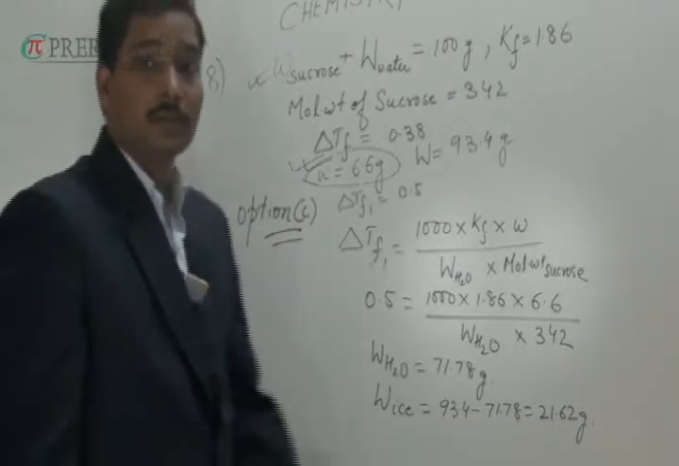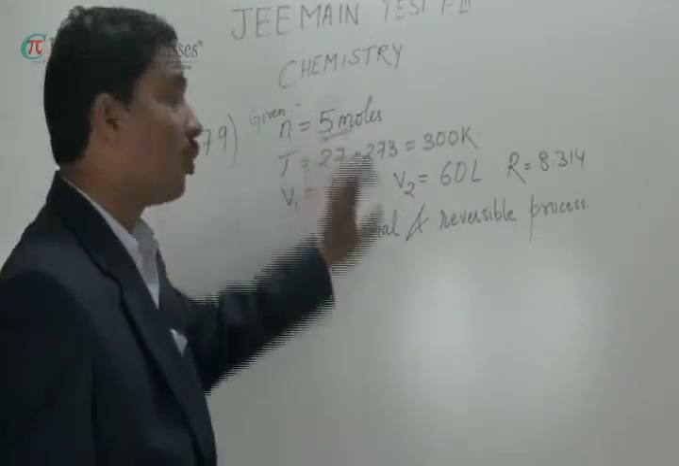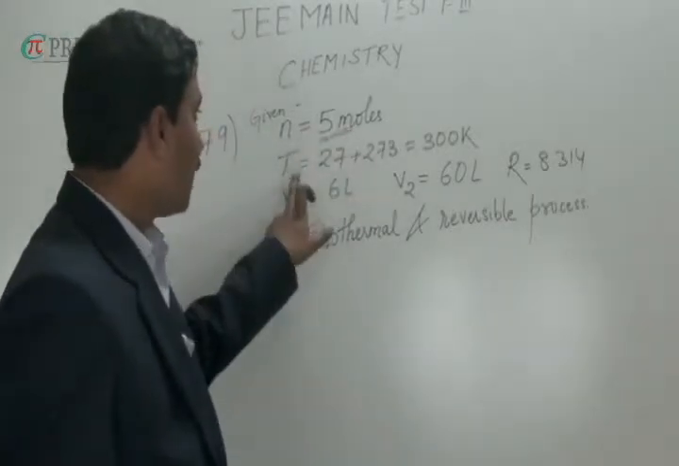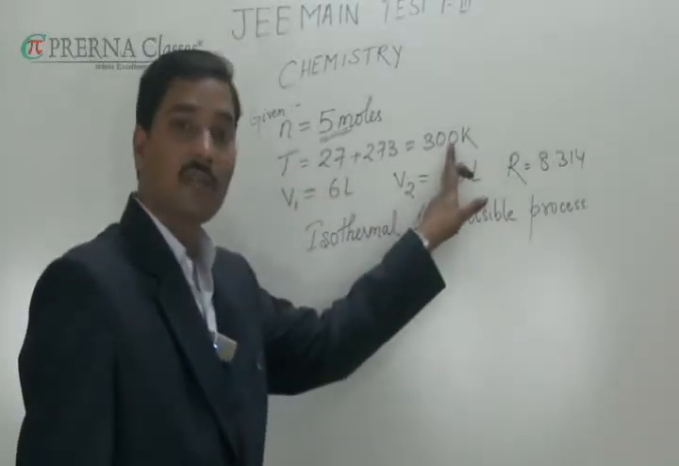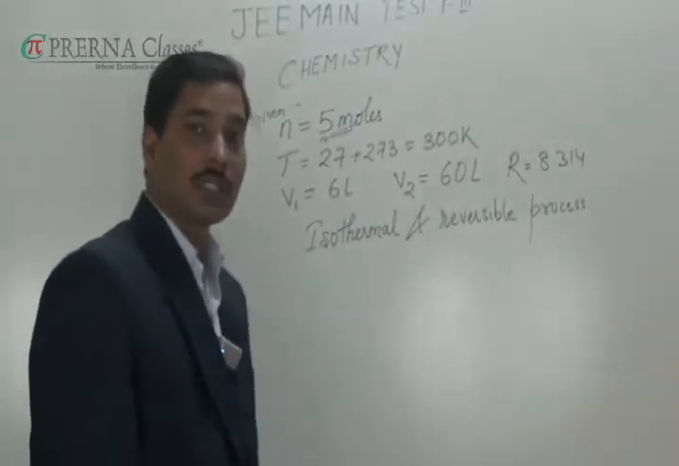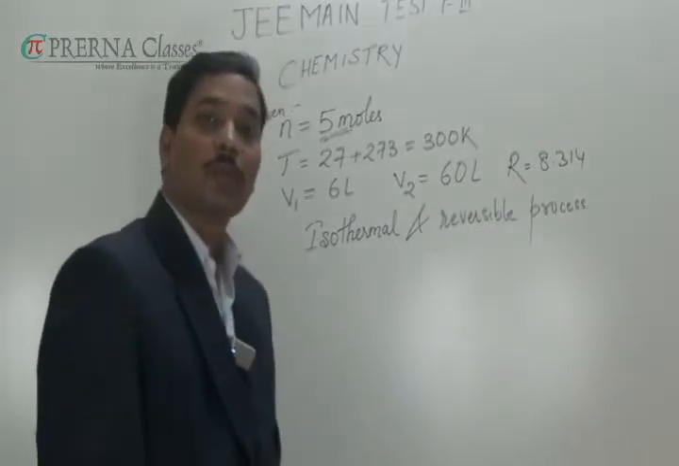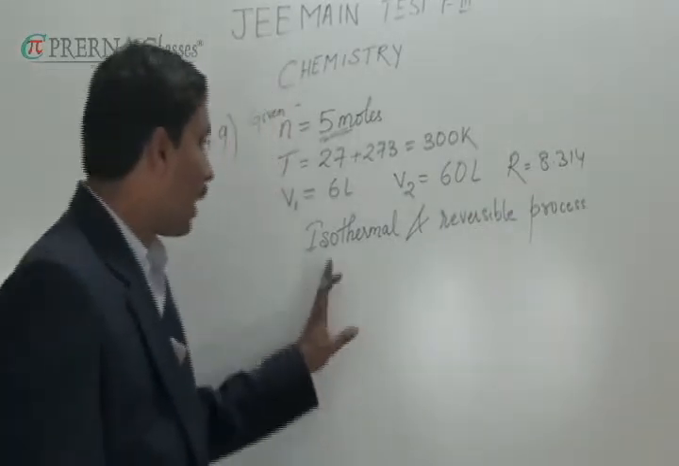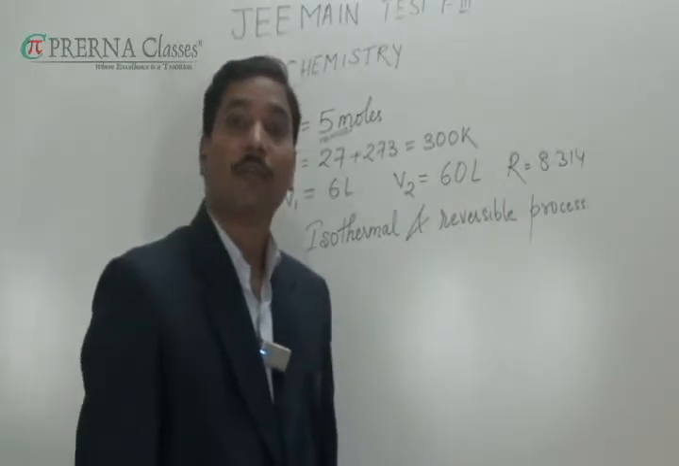Therefore the answer is C. Question number 79. Given number of moles is 5, temperature 27 degrees Celsius, that means in Kelvin it is 300 Kelvin, and V1 and V2 given is 6 liters and 60 liters respectively. R value, we all know that R value is 8.314, and it is an isothermal and reversible process, and we have to find the work done.